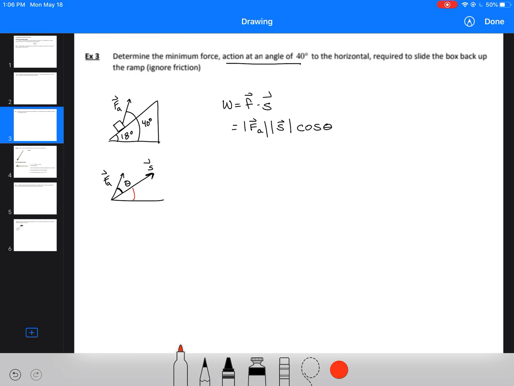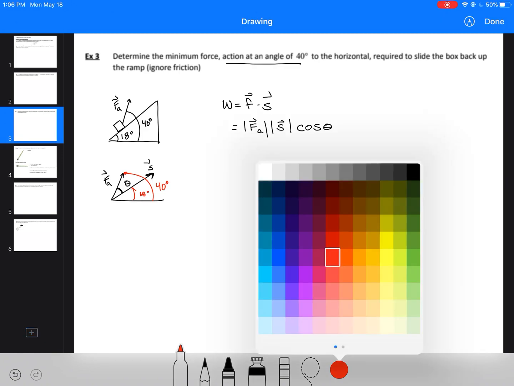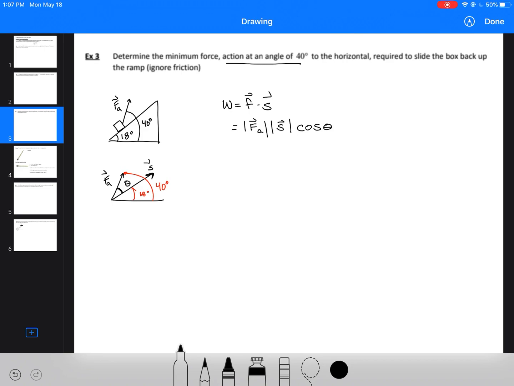I know that the angle from the horizontal to S is 18, and I know that the angle from the horizontal to F is 40. So in order to find out my theta, I just need the difference between those two angles. So here I get that theta is 22. And now I have enough information to solve for my applied force.